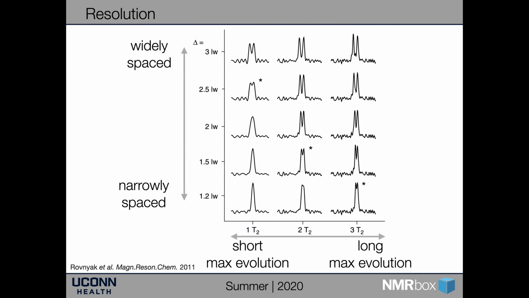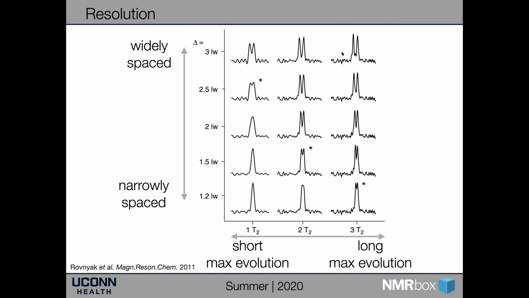So now let's turn to resolution and see what sort of quantitative observations we can make there. So in this case, David's injected two synthetic peaks, and he's varying the spacing between those peaks from 1.2 line widths all the way up to 3 line widths. And that synthetic data set is then once again truncated at different maximum evolution times from 1T2 to 2T2 out to 3T2.